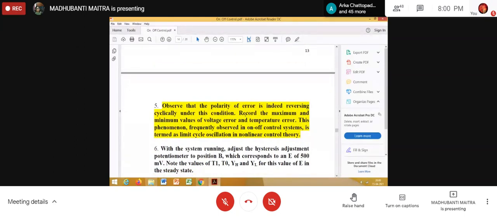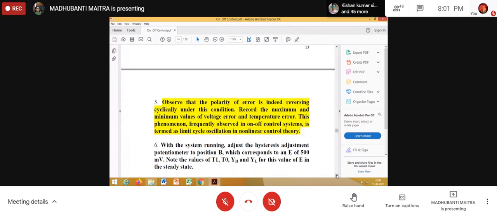So actually during the experiment, or from the report itself, we will not be able to appreciate this particular fact, but I have tried to explain ideally what should happen. Observe that the polarity of error is indeed reversing cyclically under this condition. So record the maximum and minimum values of voltage error and temperature error. The maximum value of temperature error ideally should be plus 2 degrees, and the minimum should be minus 2 degrees. Right? This phenomenon, frequently observed in on-off control systems, is termed a limit cycle.